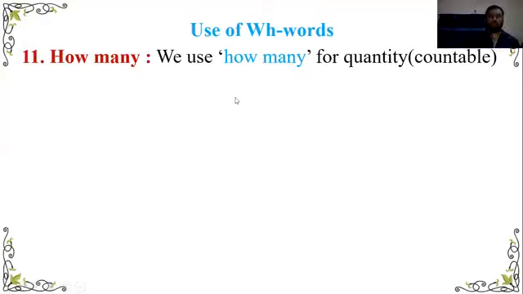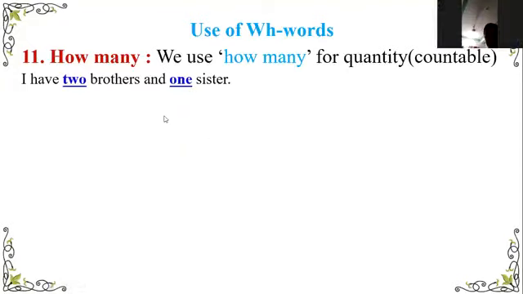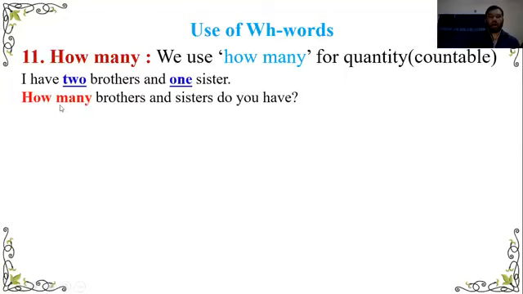How many. How many is used for a countable quantity. For countable quantity that we can count by 1, 2, 3, 4 like this way, we have to use how many. I have 2 brothers and 1 sister. Here you see 1 and 2 are countable. So we have to use how many brothers and sisters do you have? Clear?